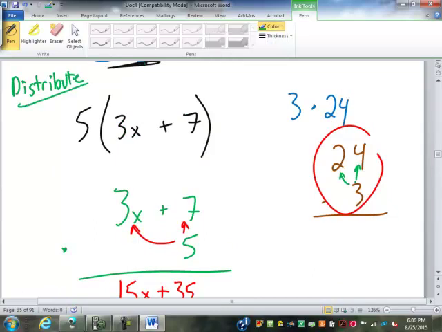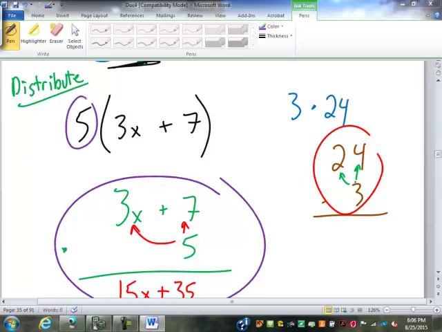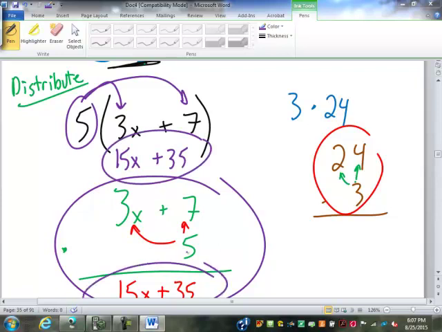Now, most of you were probably taught a process called distributing. Distributing is nothing more than a shortcut of this long multiplication. It saves room and a little bit of time. So when you see something like this, you're probably taught to take this 5 and do 5 times 3x is 15x, and 5 times positive 7 is positive 35.